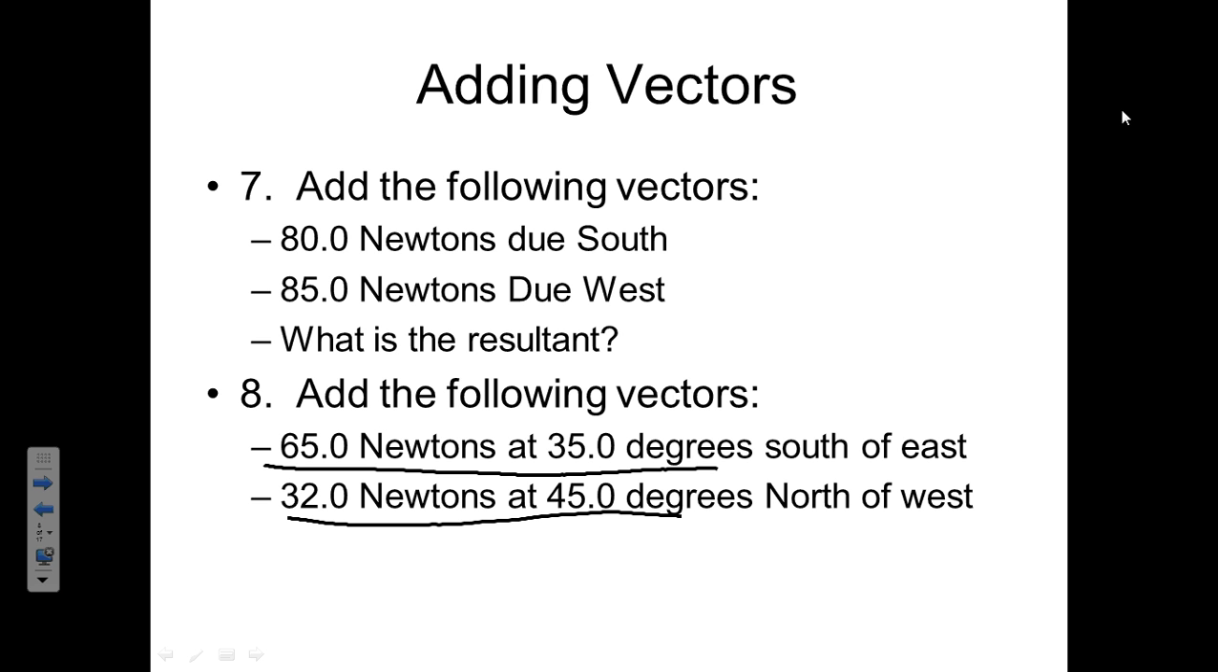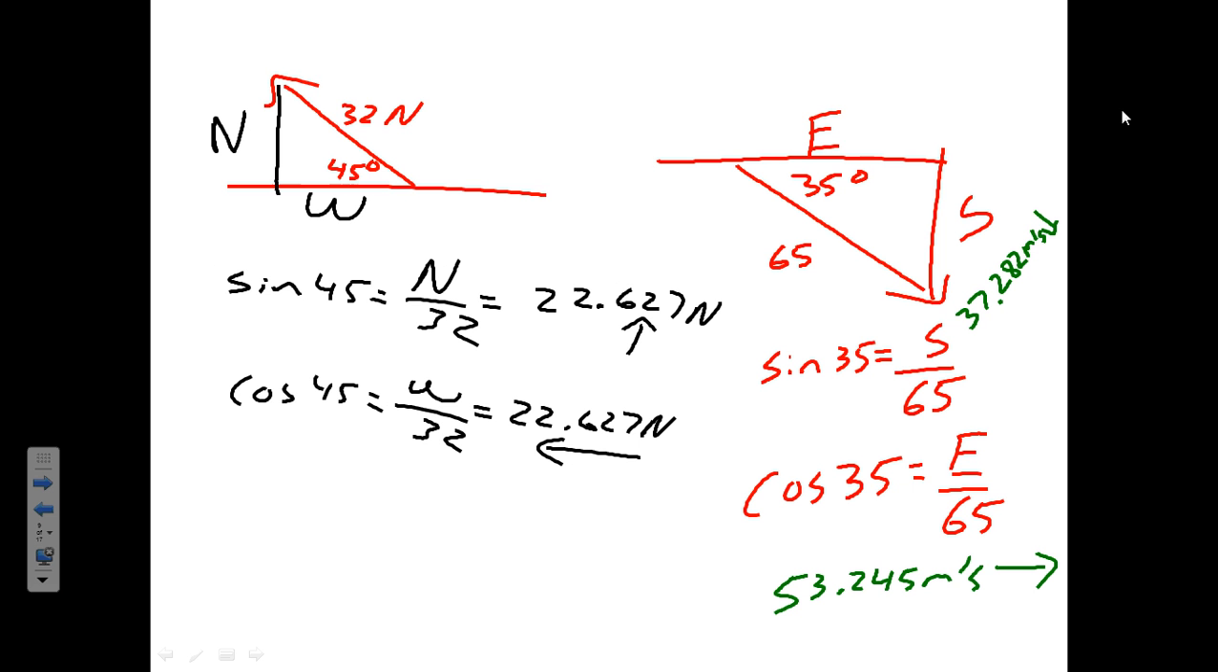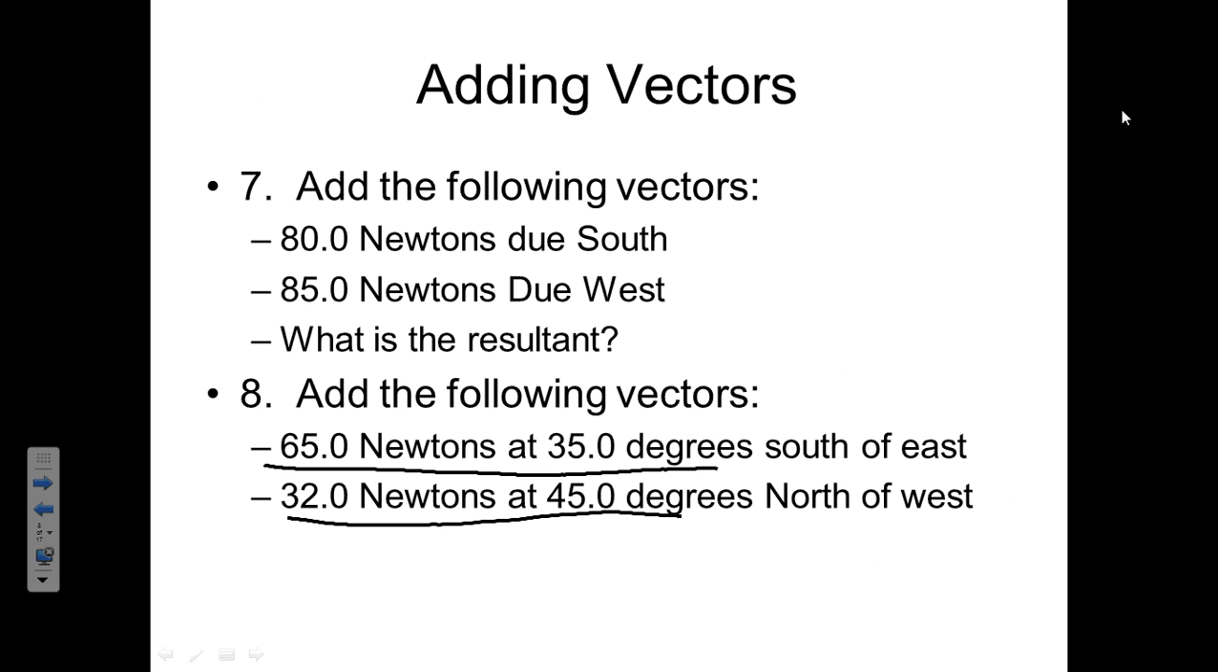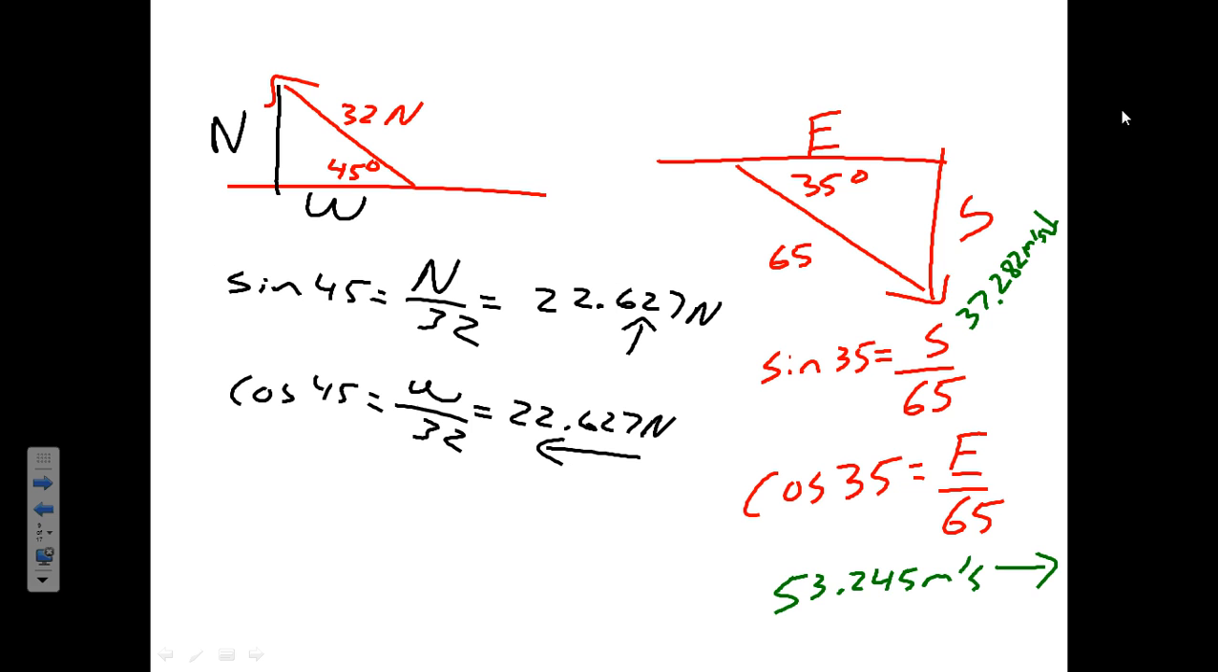So you're finding opposites. No, we found the north and the west on the second one. We found the north and the west on this one. We found the south and the east components of this one. I did them in the opposite order that they were written.